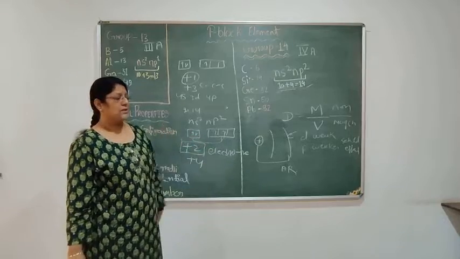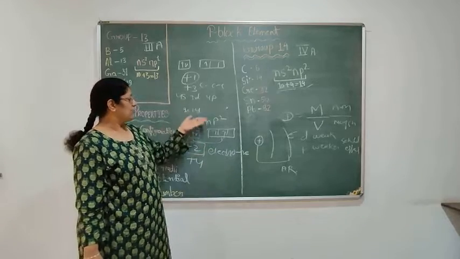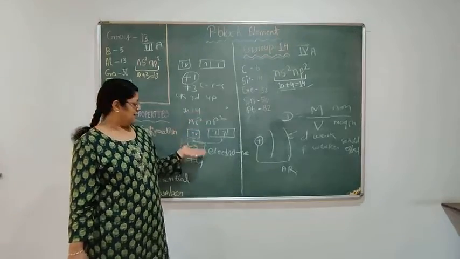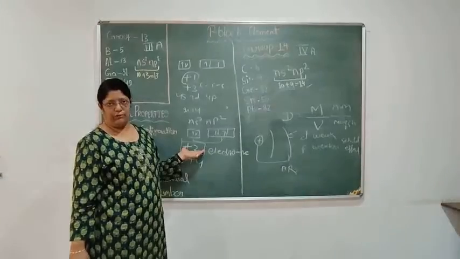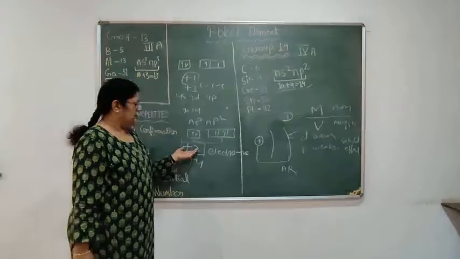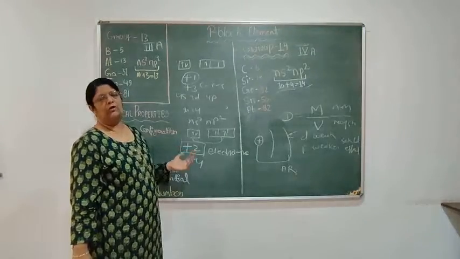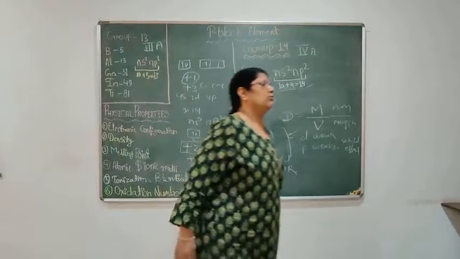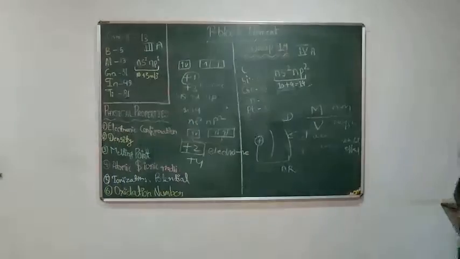Clear? The next is reactivity. As we move down in group 14, we have seen that the +2 oxidation number is more stable. The size of the atom is increasing, so the reactivity is decreasing down the group.